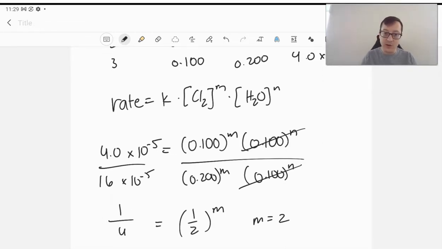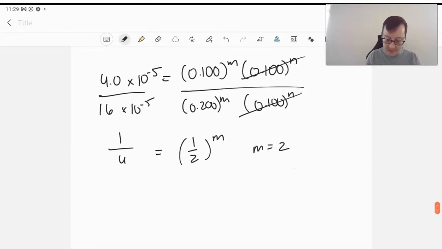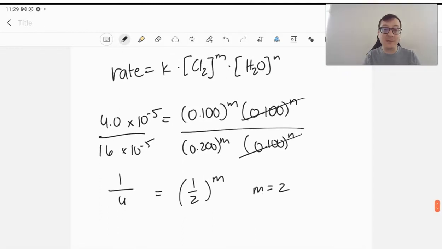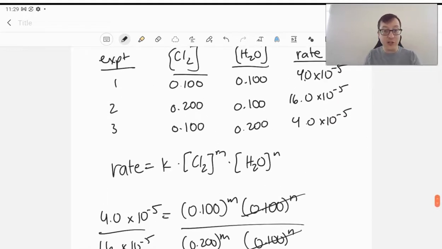And again, if you really wanted, you could mathematically plug these into a calculator, but hopefully we know that 4 over 16 is 1 over 4. And that 0.1 over 0.2 is 1/2. All right, so we figured out our exponent for chlorine. Let's do the same for water. So let's compare experiments 1 and 3, where water changes but chlorine doesn't.